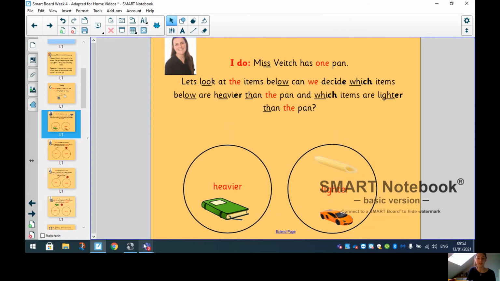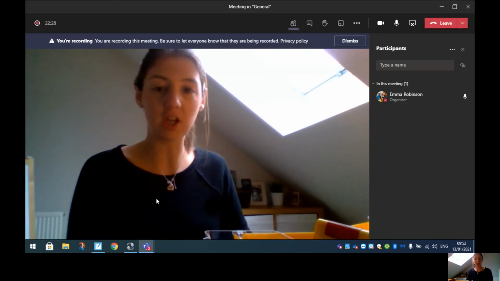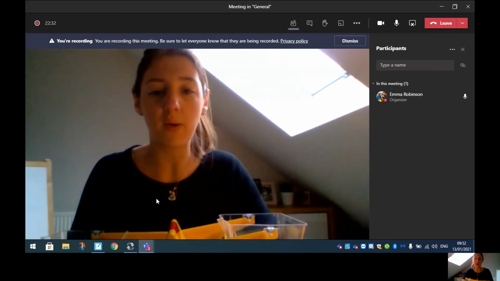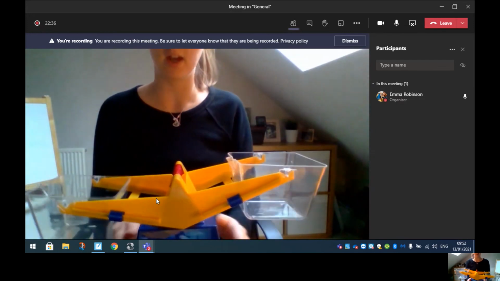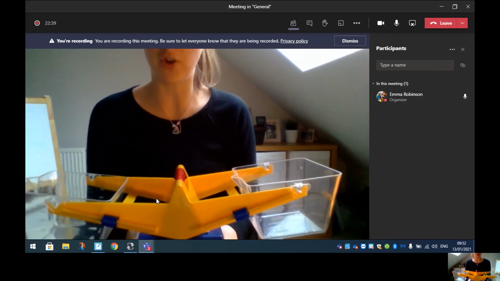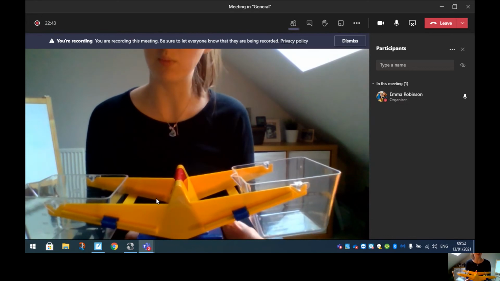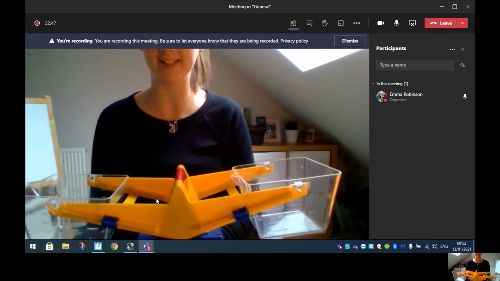Okay, I'm going to switch to my screen again now because I'm going to show you how we can check if we are right and if they are lighter or heavier. Now I know at home you won't have one of these balancing scales, but I thought I'd show you so we can check if we were right in saying one was heavier or lighter. Now this here is called a balancing scale.